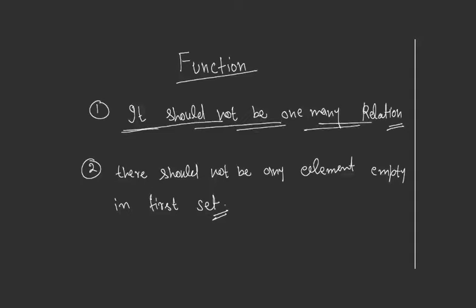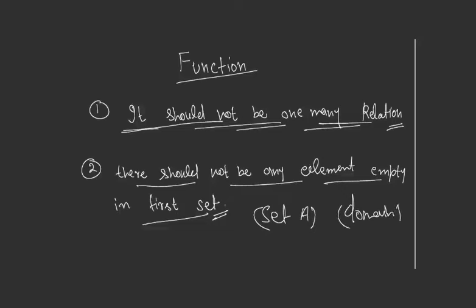And the second point, as I mentioned here, there should not be any element empty in the first set, or set A, which is also called the domain. Why this is the domain, and those other things, I'll discuss a little bit later on. Please just go through these two statements. Remember this always, that is the basic definition of a function. First condition, it should not be a one-many relation, and there should not be any element empty in set A, or the first set. Let's just take a few examples.